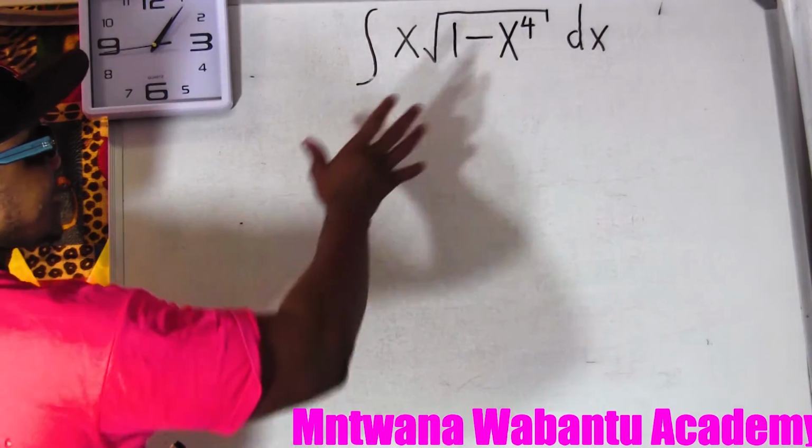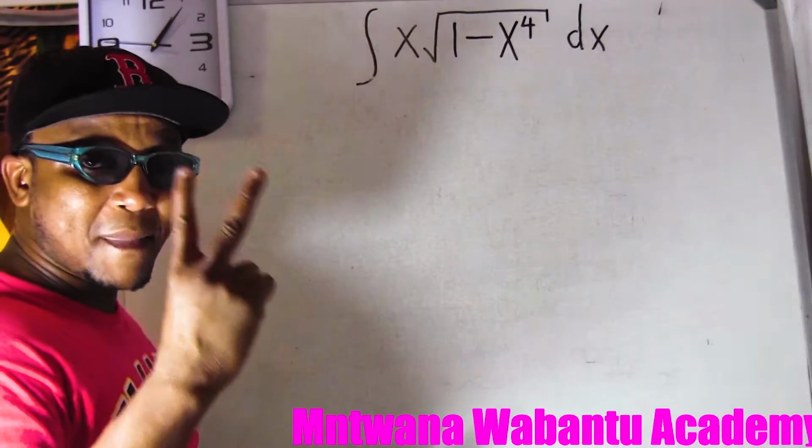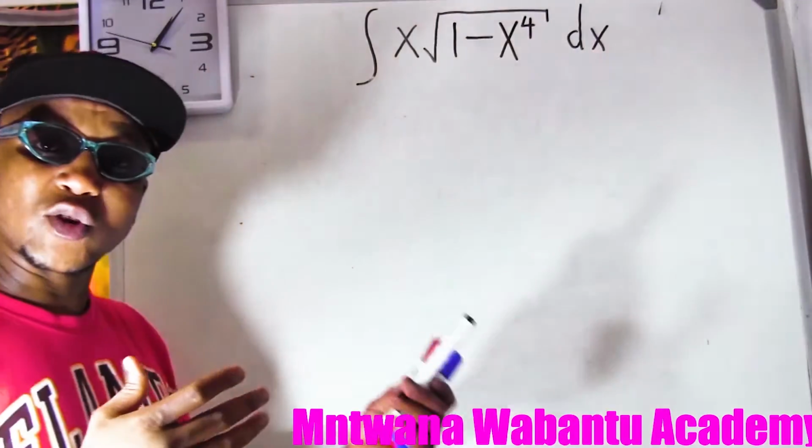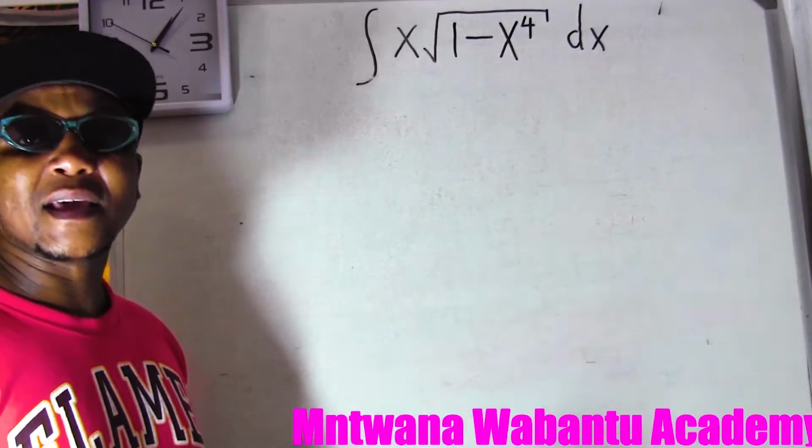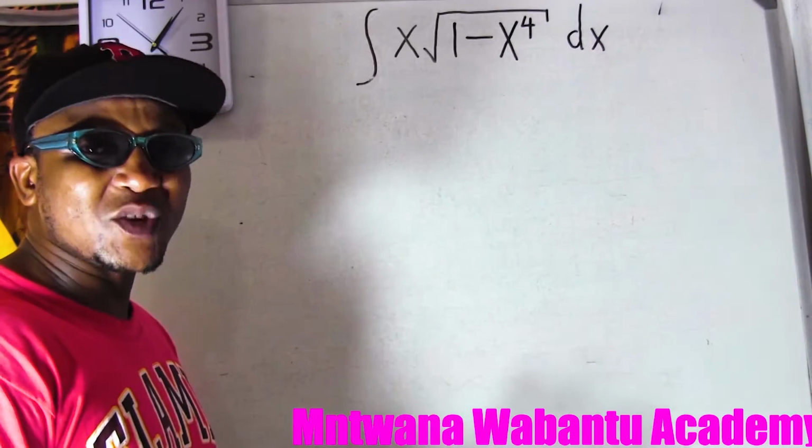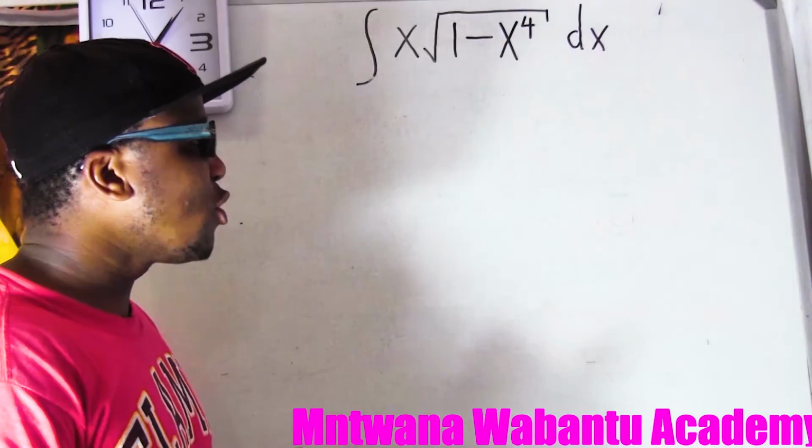So this question here, there's a lot of ways you can do it. So I'm going to show you two methods. Just watch until the end so you can learn both methods, okay? The first method, I'm going to use trigonometric substitution. How do you know trigonometric substitution?